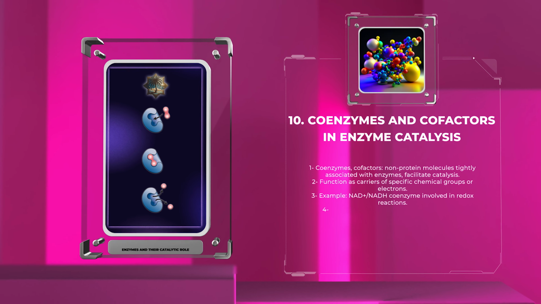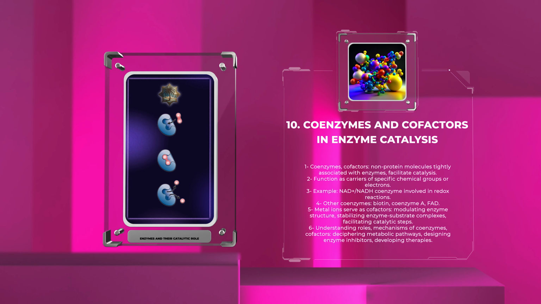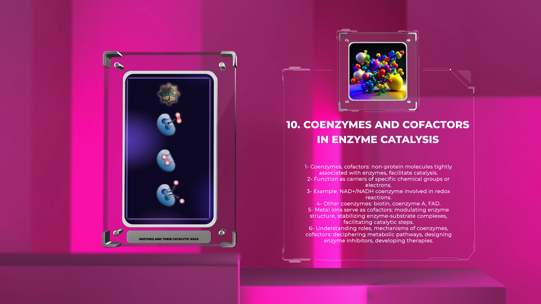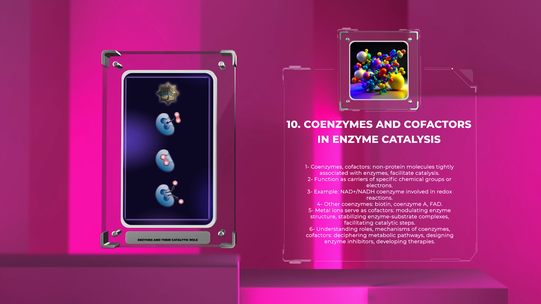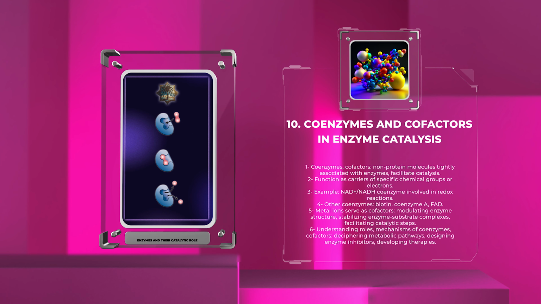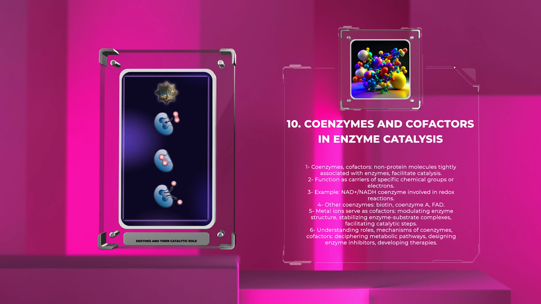Coenzymes and cofactors are non-protein molecules that tightly associate with enzymes, playing essential roles in facilitating catalysis. These molecules function as carriers of specific chemical groups or electrons, providing active sites for enzyme-substrate interactions. One prominent example is NAD+/NADH, a coenzyme involved in numerous redox reactions. NAD+ functions as an electron acceptor, while NADH acts as an electron donor, enabling the transfer of electrons and hydrogen atoms during enzymatic reactions. Similarly, other coenzymes, such as biotin, coenzyme A, and flavin adenine dinucleotide, FAD, participate in various enzymatic reactions, including carboxylation, acyl transfer, and oxidation-reduction reactions.